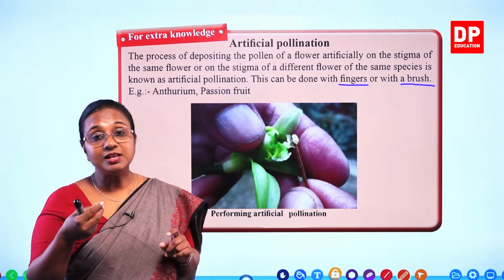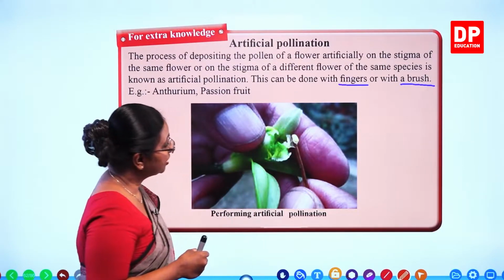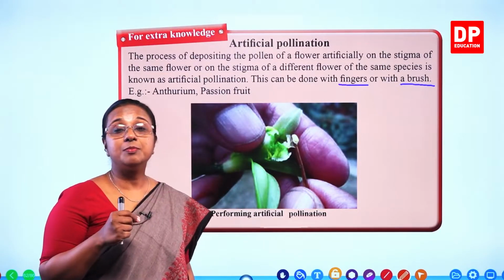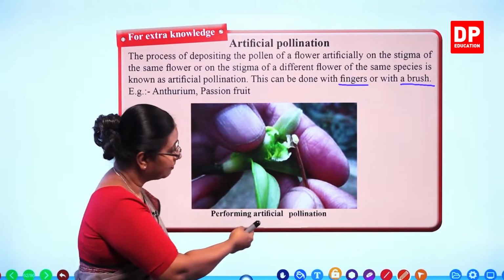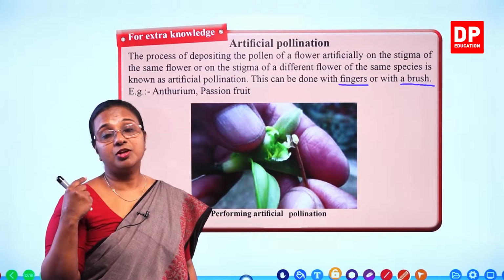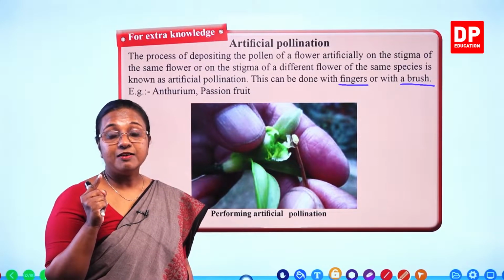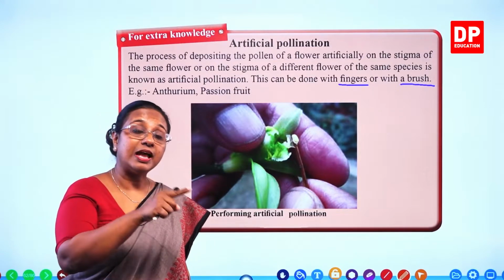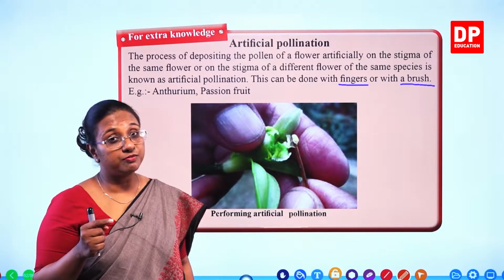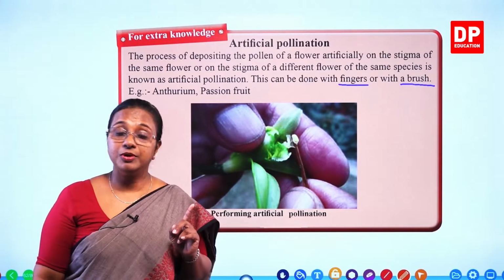So the pollens will stick to the brush. Then with the brush you deposit the pollen onto the stigma. That can be done either with a brush or even with your fingers. You can touch the staminate flower so the pollen sticks to the finger, then deposit it on the stigma of a pistillate flower. So that is artificial pollination.